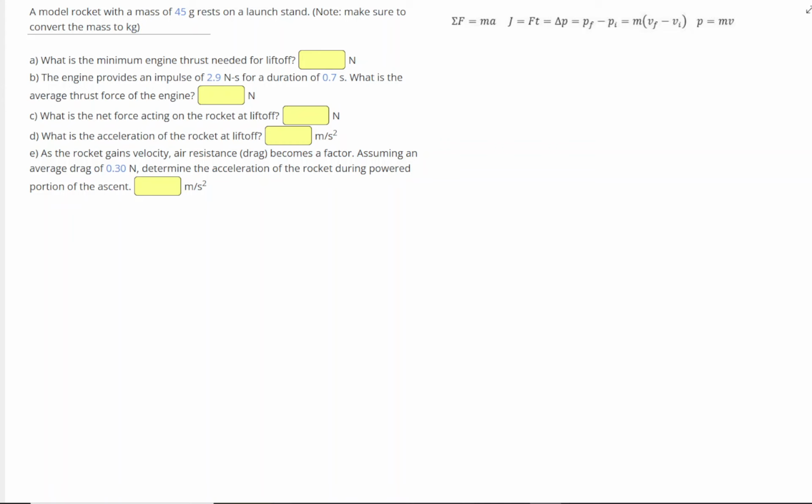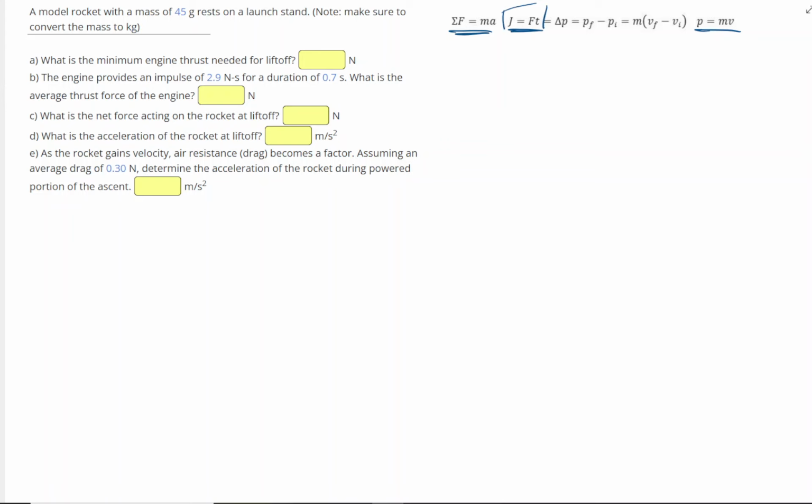In this example problem, we analyze a model rocket launching off the ground. They give you the mass of the rocket and then some engine specs that we're going to analyze and start to apply the concepts of Newton's second law, F equals ma, and also some concepts of momentum, where we see that momentum is mass times velocity. And more importantly, impulse being related to force and the time that that force is applied.